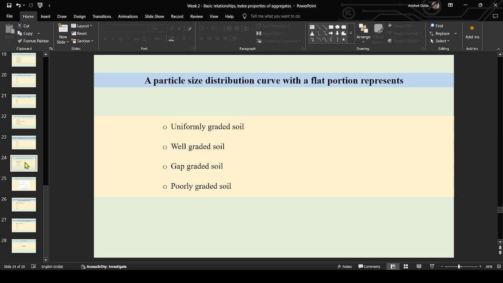A particle size distribution curve with a flat portion represents: the options are uniformly graded soil, well graded soil, gap graded soil, or poorly graded soil.